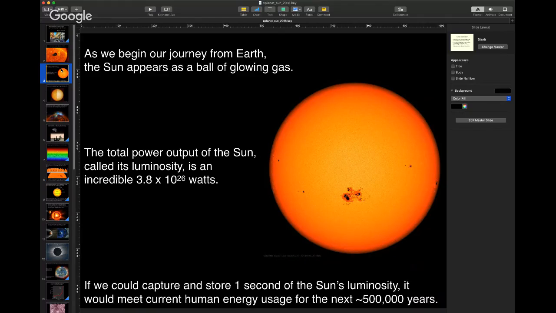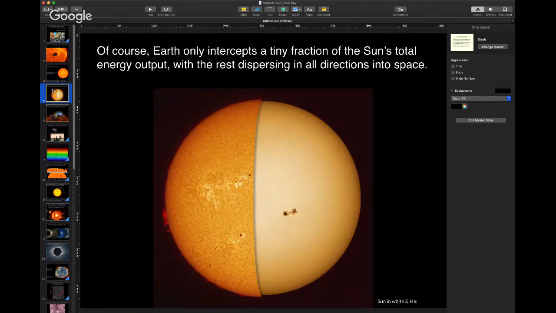And it's a pretty whopping about 4 times 10 to the 26 watts. That's 4 times 10 to the 26 joules every second that comes out of that. And so if we could store just 1 second of the sun's total luminosity, it would meet current human energy needs for about 500,000 years or so. So although the sun is a fairly garden variety star, it puts out a prodigious amount of energy.